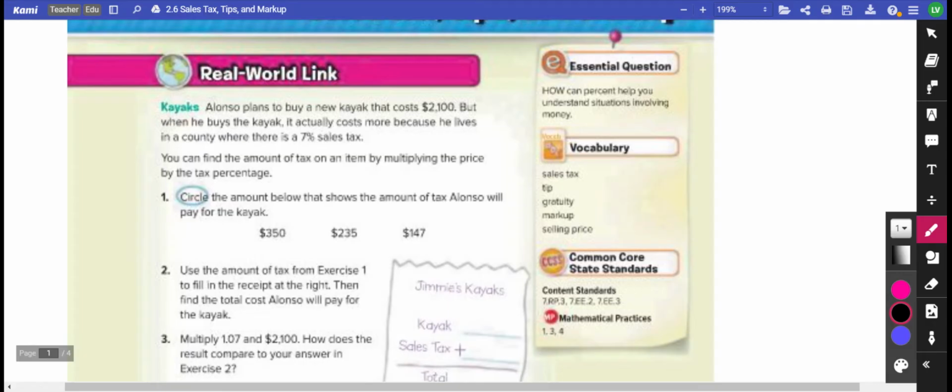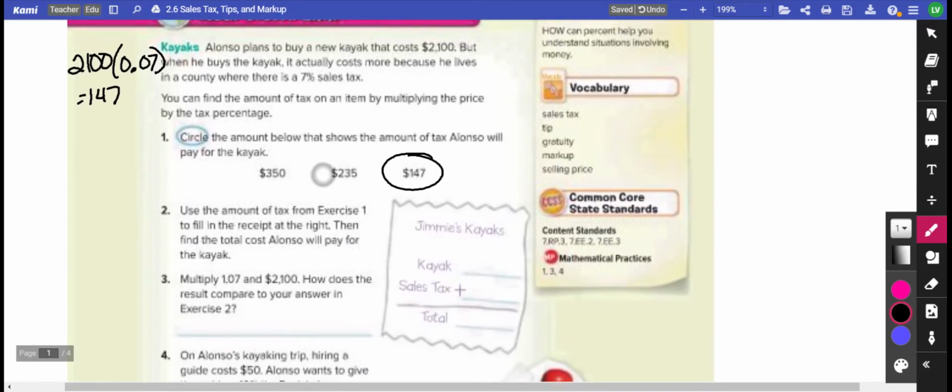$147? Well, in order to solve that, we take $2,100 and we multiply it by 7%, which is 0.07. When you do that, that equals 147. So that's $147. Number 2, use the amount of tax from exercise 1 to fill in the receipt at the right. Then find the total cost Alonzo will pay for the kayak.